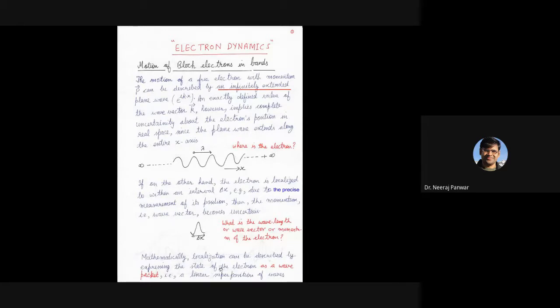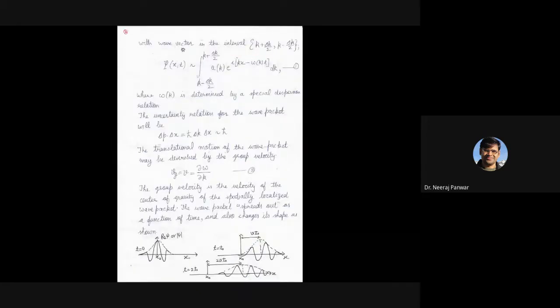So the electronic state can be represented as a wave packet, which is a linear combination of waves with wave vectors in an interval around the average wave vector k of the electron. We consider a large number of waves with wave vectors between k minus delta k by 2 and k plus delta k by 2, and the combination of such waves will represent the electron, or its wave function psi(x,t), which is equal to the integration from k minus delta k by 2 to k plus delta k by 2 of a_k e to the power i(kx minus omega t) dk. Here a_k is the amplitude and the exponential is the phase.